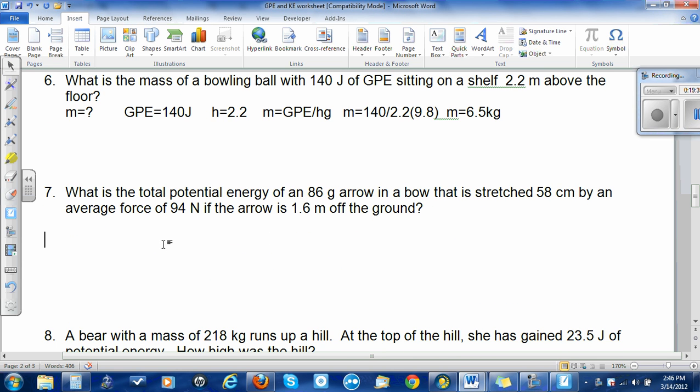Number 7, what is the total potential energy? So, average force of 94 newtons.